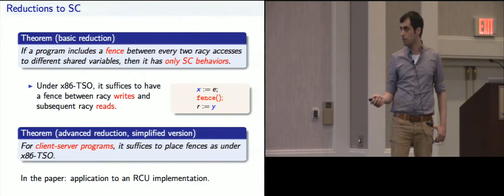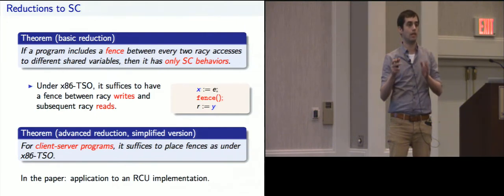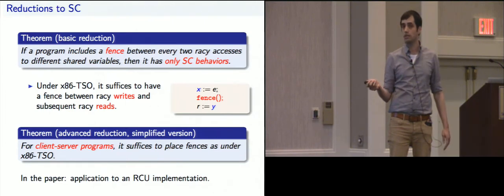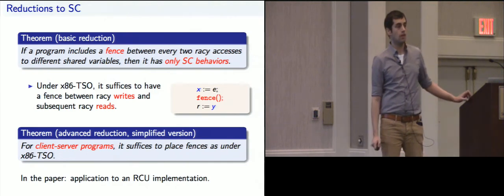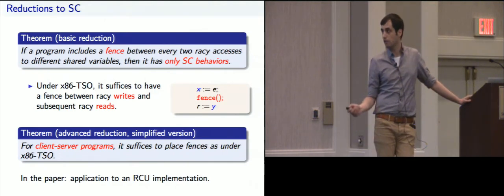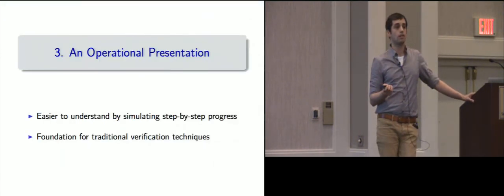And client-server programs are a large family of programs where we have multiple clients and one server, and all the communication is done between client and server. So there is no variable that is shared between two clients. And in fact, we also require here that there are no write-write races. So a client and the server cannot concurrently write to the same location. In the paper, we apply this theorem to an RCU implementation, which is an important example of a client-server program, and we show that very few fences suffice in this implementation to guarantee that it has only SC behaviors, no weak behaviors. And the final contribution is an operational presentation of this memory model.